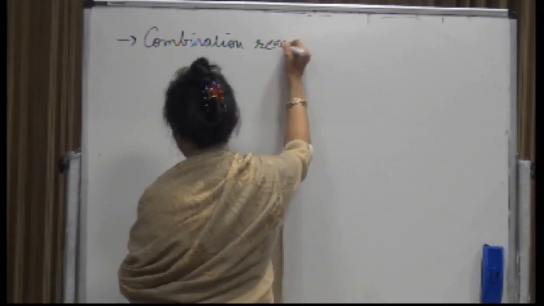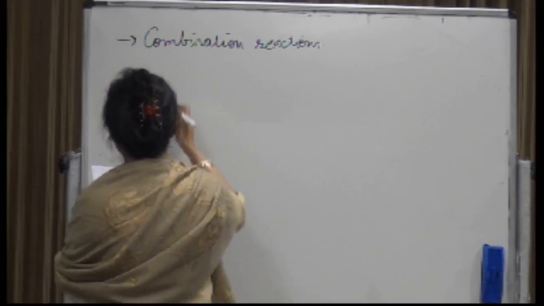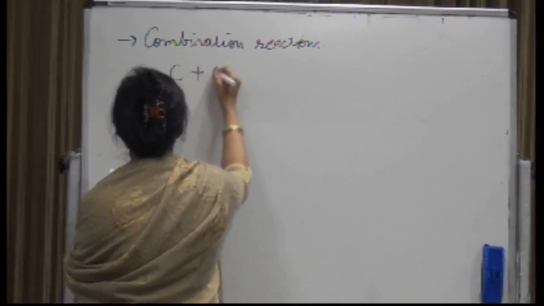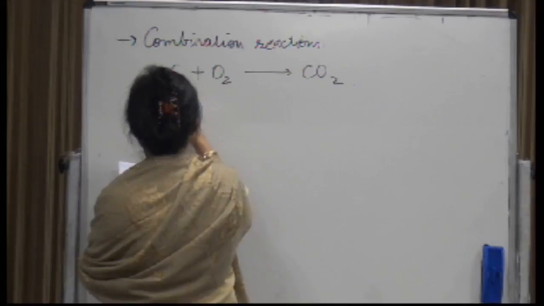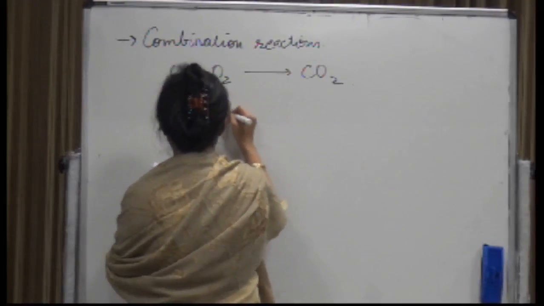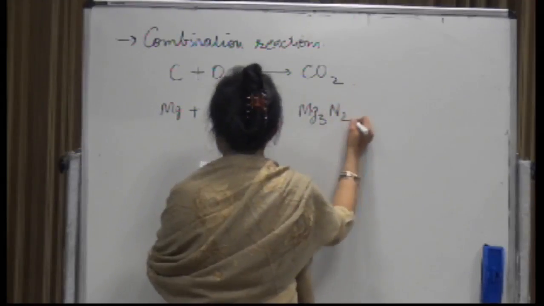Combination reactions. I'll just give you some examples for practice. And you just write down the oxidation number of each. CO2, Mg plus N2 is giving. So you will know what is getting oxidized and what is getting reduced now.